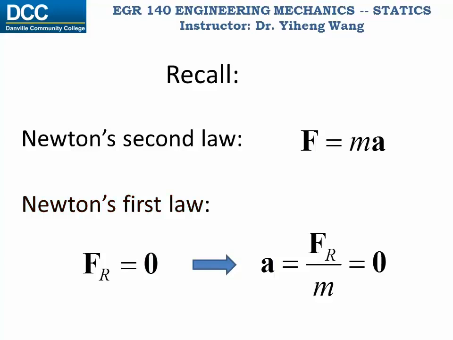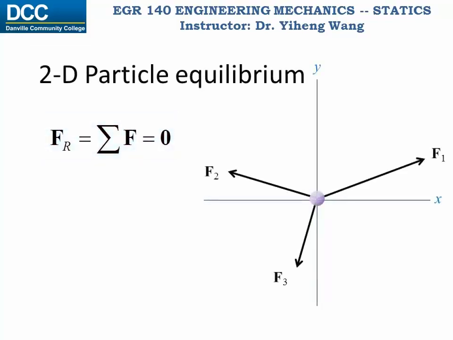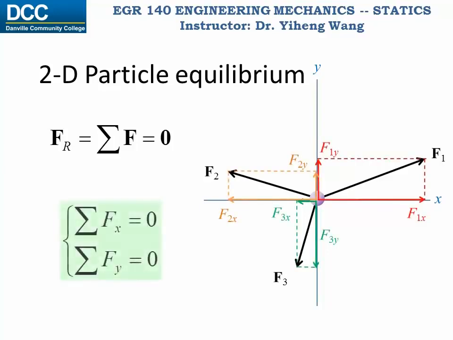Notice that in all these equations, the force F and the acceleration A are in bold letters, indicating that they are vectors. Therefore, the condition for particle equilibrium is simply described by Newton's first law, that the resultant force must be zero. For a 2D problem, since the forces are within the same xy plane and therefore each force can be resolved into x and y components, we can write the vector equation into two scalar equations instead. That the resultant force along the x direction equals zero, and the resultant force along the y direction must equal zero as well.